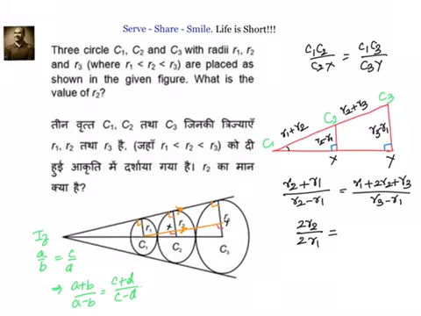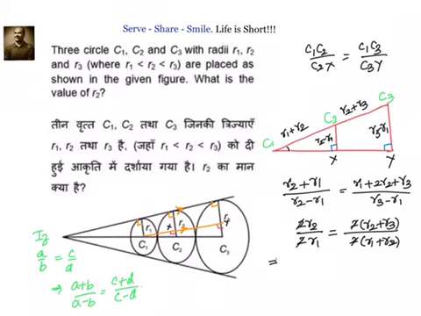When we add on the other side, we'll have R1 cancel, we will have 2 into R2 plus R3. When we subtract, we will have R3 cancel out, so we will have 2 into R1 plus R2. Now you can cancel 2 here.